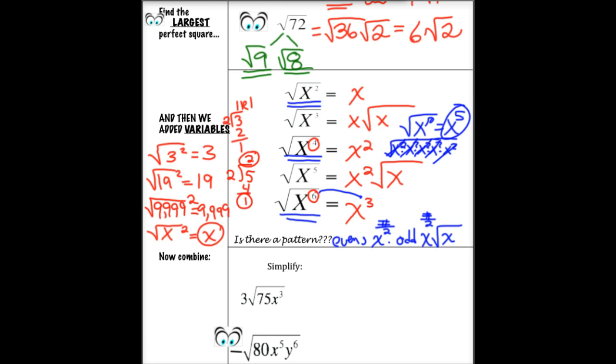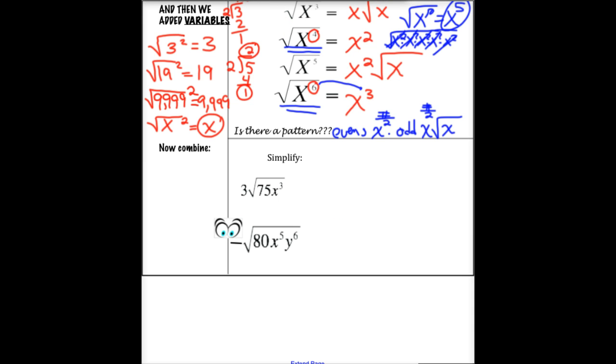So now let's combine those two thought processes. Hang in there with me. I know it's getting a little long, but we're just coming back from Christmas, so wake up! All right, so now we're going to combine both of those skills. Let's go and simplify completely 3 times the square root of 75 x cubed. This is going to be so much fun.